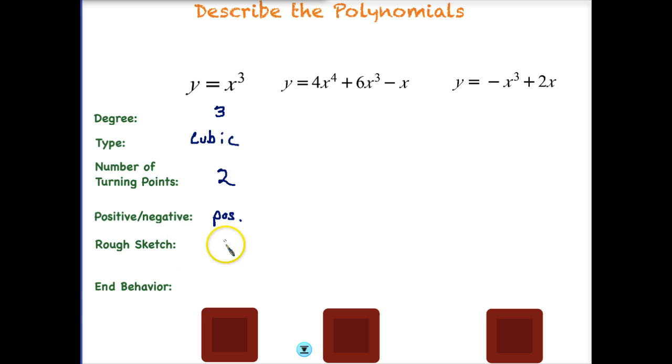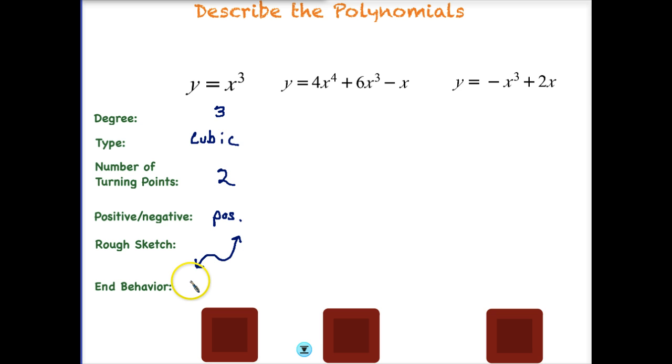Let's do a rough sketch. A rough sketch just means sketch what it'll look like. Well, we know that a cubic function looks something like this. And it's going in the positive direction. It has 2 turning points, and that's my rough sketch.